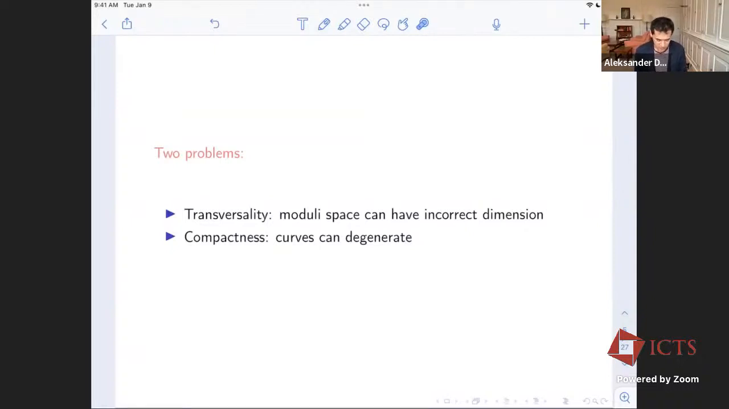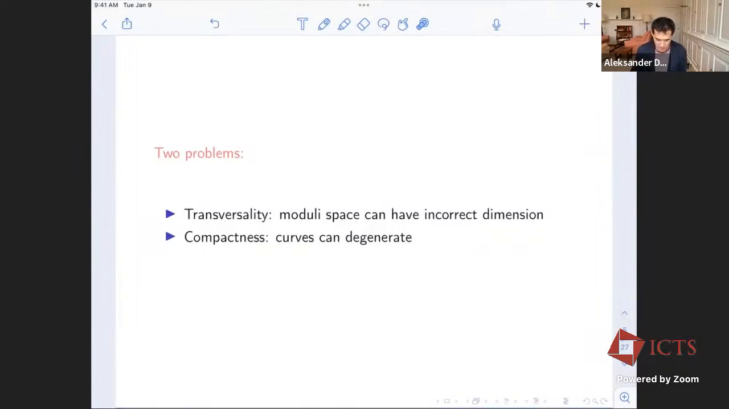And then there is a second issue of compactness, that even if you're interested only in counting these embedded submanifolds or maybe mildly singular ones, they can actually in families degenerate. And that is a famous problem in this theory, that depending on what sort of degenerations of curves you allow, you get a different answer for what it means to count curves.